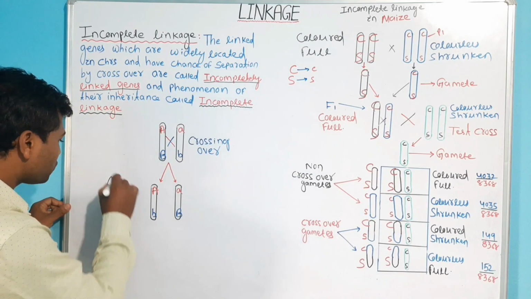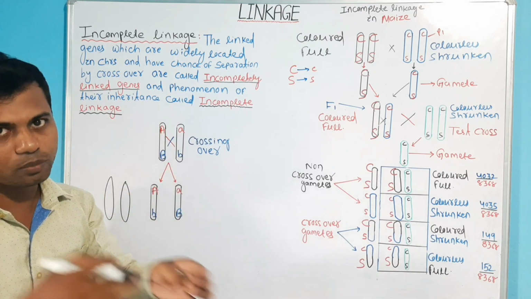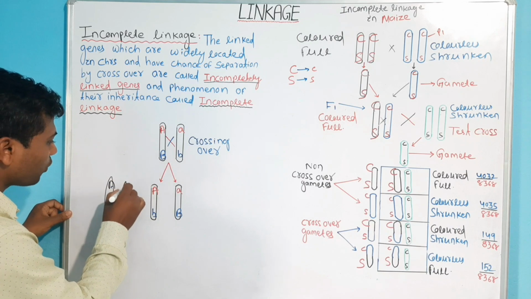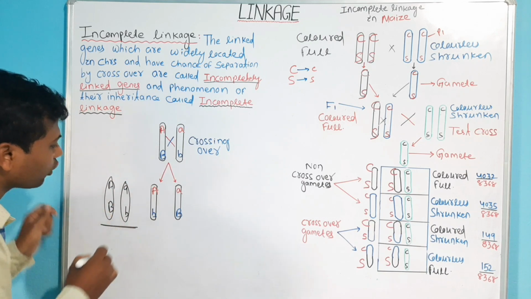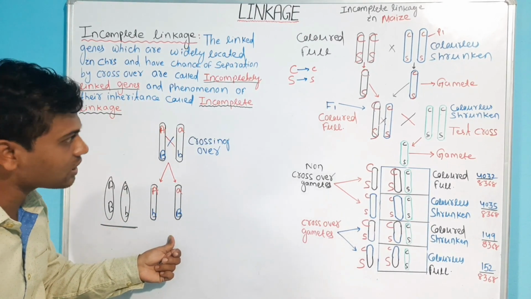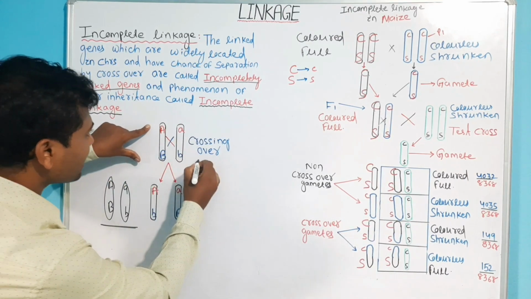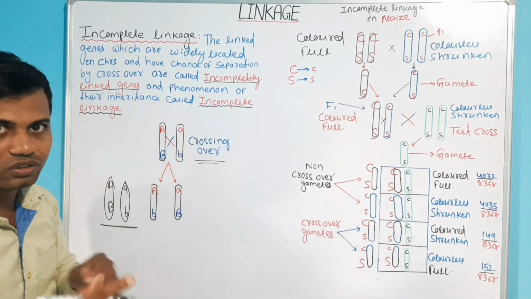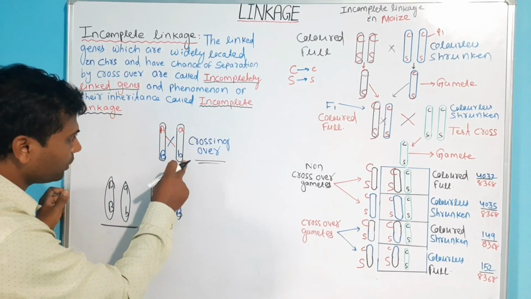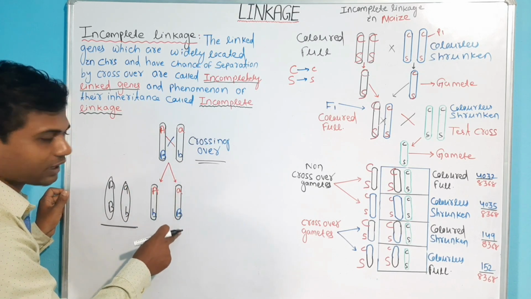Here, 2 types of gametes are the parental type because they retain the parental combination of alleles: capital A, capital B, and small a, small b. In addition, 2 gametes are produced which are the crossover types or recombinant types, because the distance between the genes A and B is more, so there is crossing over. These 2 gametes carry alleles capital A, small b and small a, capital B.